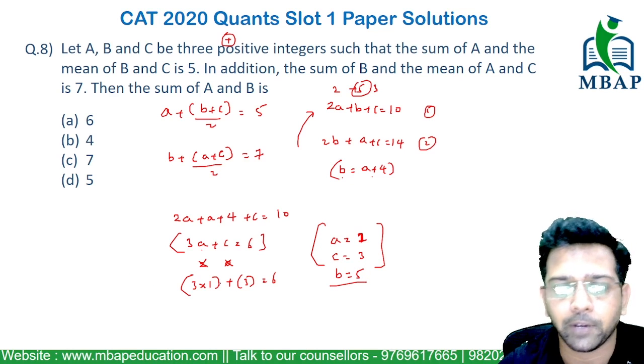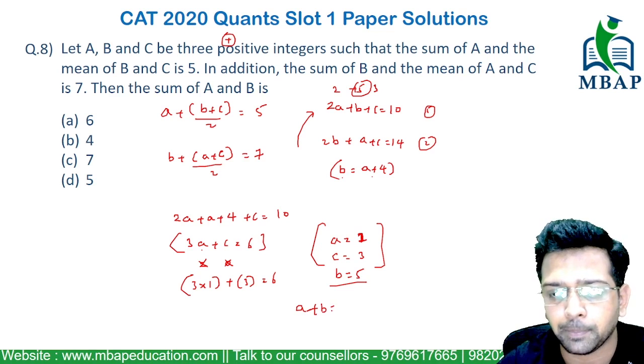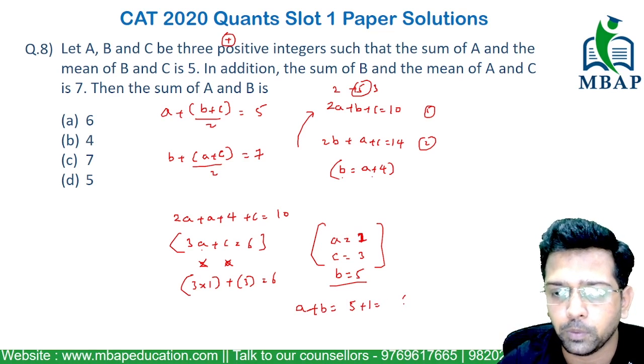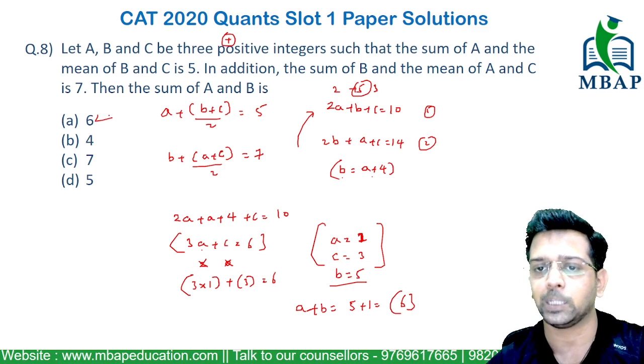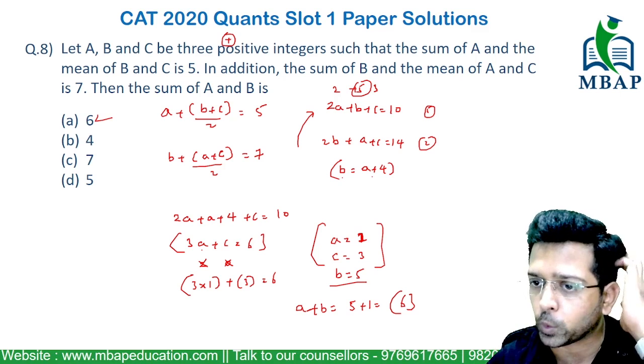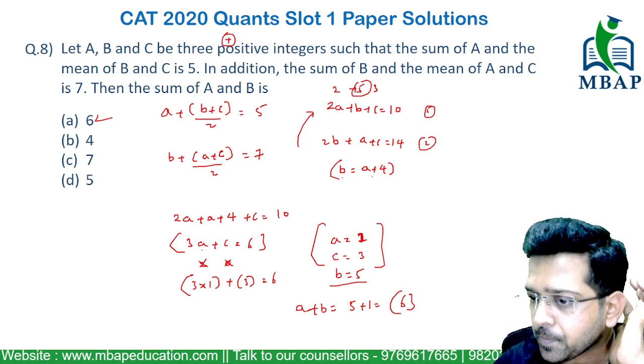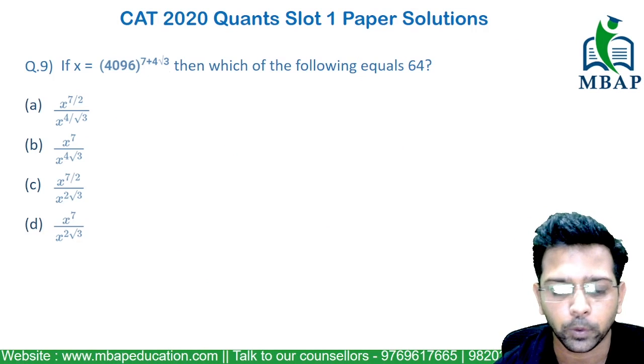Now the question is about find the sum of a plus b. A plus b is simply nothing but 5 plus 1, which should be equal to 6. That's my answer. Option number 1. Easy question. I am sure all of you have solved it within the given exam also. Let's have a look at the next question.